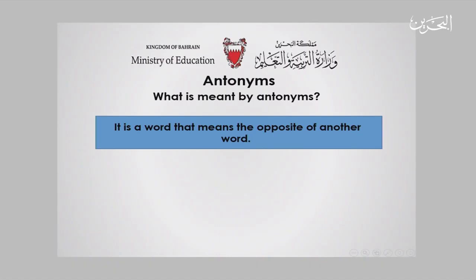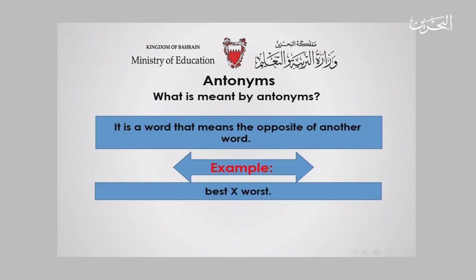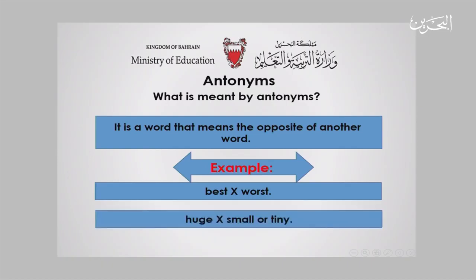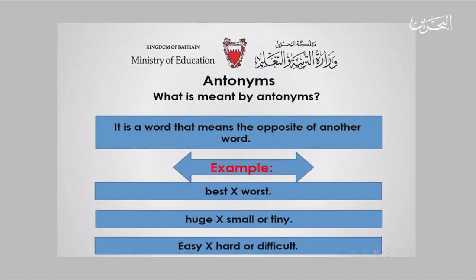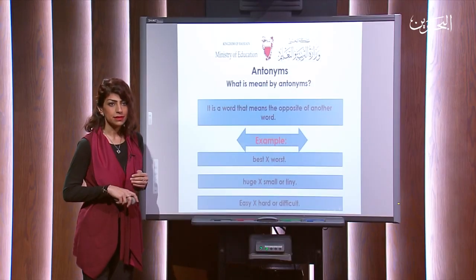Let's see an example. Best, worst. Pay attention to the X. This indicates the opposite. Huge, small or tiny. Easy, hard or difficult. These words are the opposite. In other words, they are antonyms.